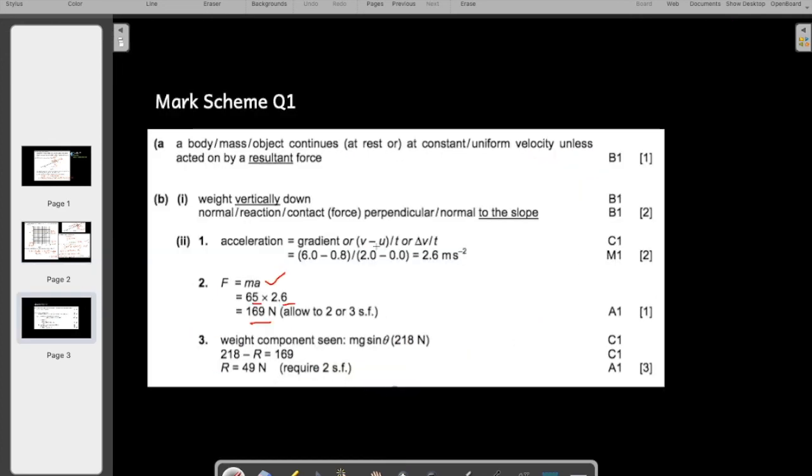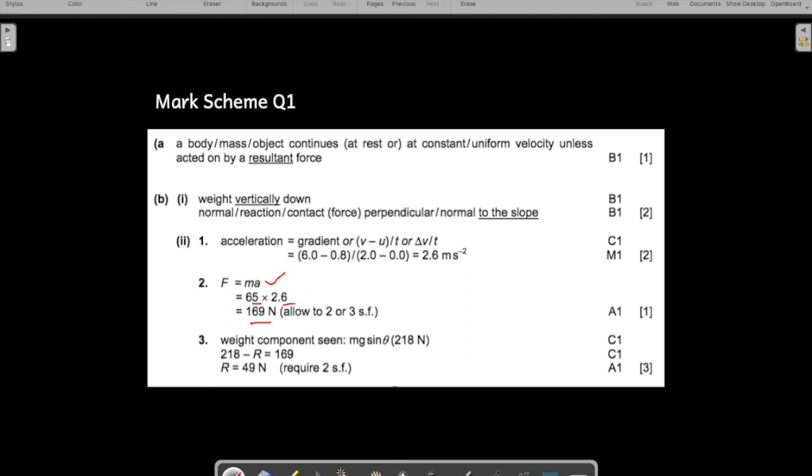Yes. So this is your mark scheme. Please do read the mark scheme as well to understand what Cambridge expects you to write in your answer sheets.